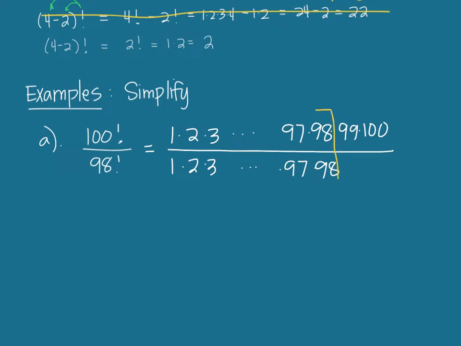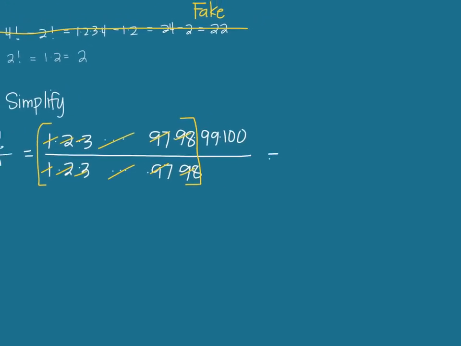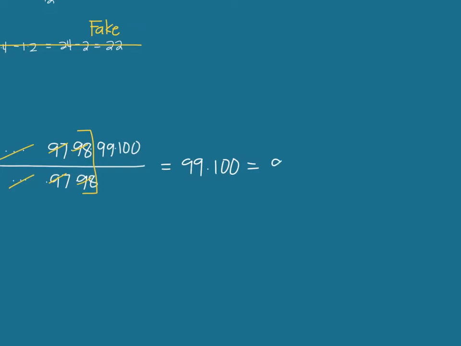Okay, in fact, here's where they overlap. 1 through 98 is present in both the numerator and the denominator. And because 1 through 98 is present, we can reduce the 1s, the 2s, the 3s. We can reduce all of the dot, dot, dots, the 97, the 98. All we're left with is 99 times 100, which is easy math to do, so we get 9900.